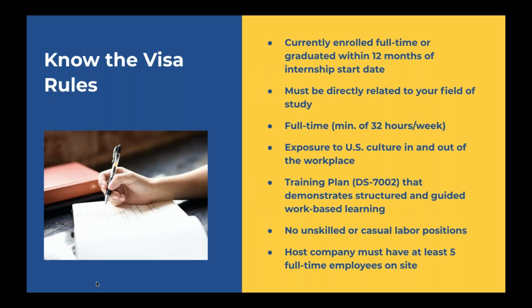So in order to intern in the United States, there are certain visa rules that you must be aware of before you begin applying for an internship. So the career training program is open to participants who are currently enrolled full-time or have recently graduated within 12 months of their internship start date. And if you did recently graduate, you would need to submit your application within 10 months of graduation just to ensure that your application runs smoothly and that you receive your visa. And then you also must be outside of the United States at the time of applying.